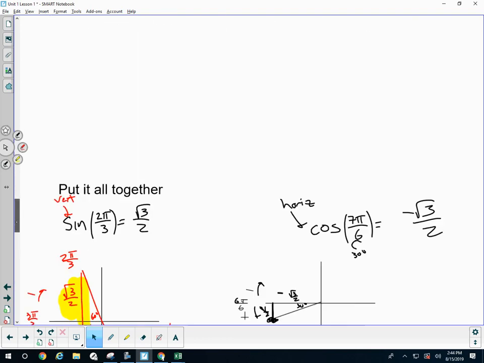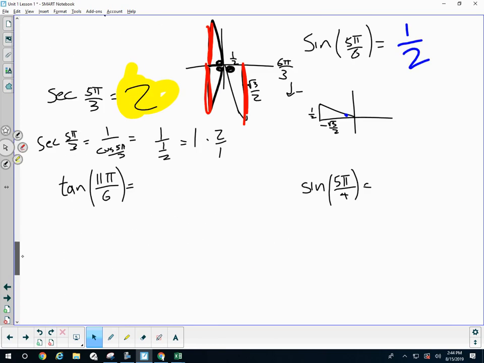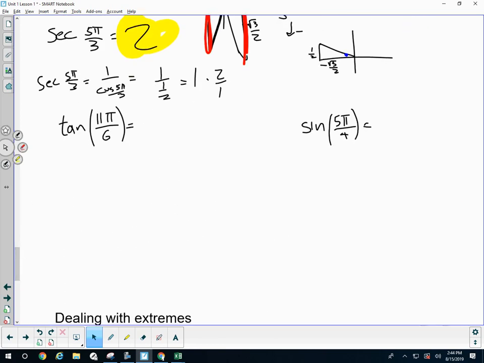I first find 11 pi over 6. It's 1 pi over 6 away from 12 pi over 6. Here's 12 pi over 6 right here. It's the same as 2 pi. Subtract, looking down into the ground, ends up being clockwise. So that puts me here, 11 pi over 6.